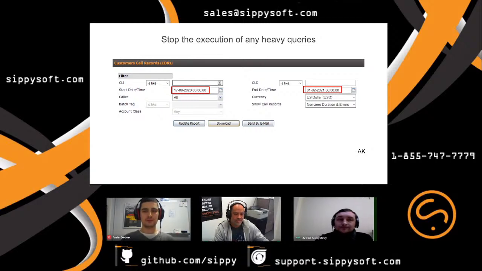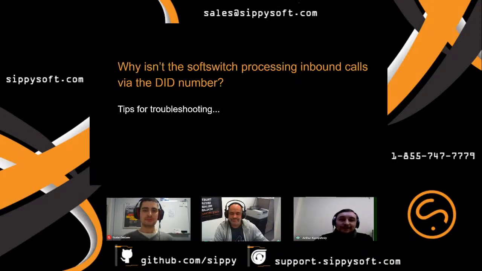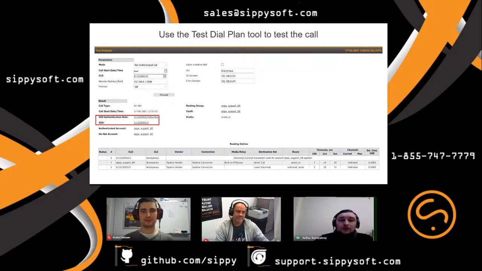Now we've got Arthur, and he's going to take us through a few other things. Go ahead, Arthur. Thank you, Fred, and hello, everyone. Thank you for joining this webinar. The next topic in our list: why Sippy doesn't process the inbound call via the DID number. While working with DID numbers, a switch operator may detect some issues with inbound calls. And the most efficient way to determine the reason for such an issue is the test dial plan utility, which should be the first place a switch operator checks before contacting the support team.